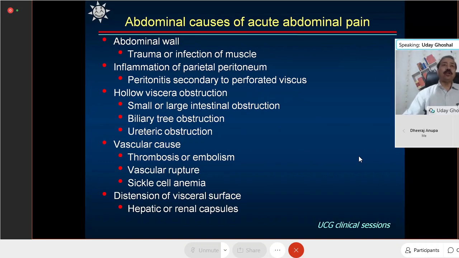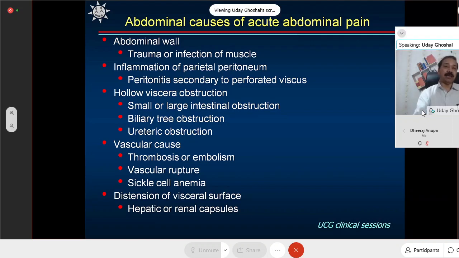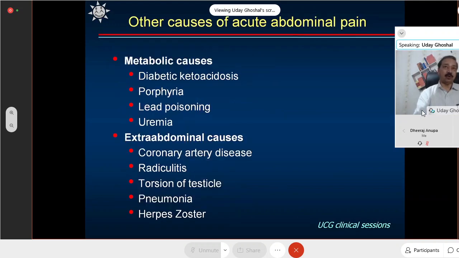So, abdominal causes of acute abdominal pain: abdominal wall trauma and infection of the muscle, inflammation of the peritoneum, hollow visceral obstruction such as small intestinal obstruction, large intestinal obstruction, biliary tree obstruction, ureteric obstruction, vascular causes such as thrombosis or embolism, vascular rupture, sickle cell anemia causing sickle cell crisis that leads to severe pain, and distension of the visceral surface such as hepatic metastasis, hepatic abscess, and so on.